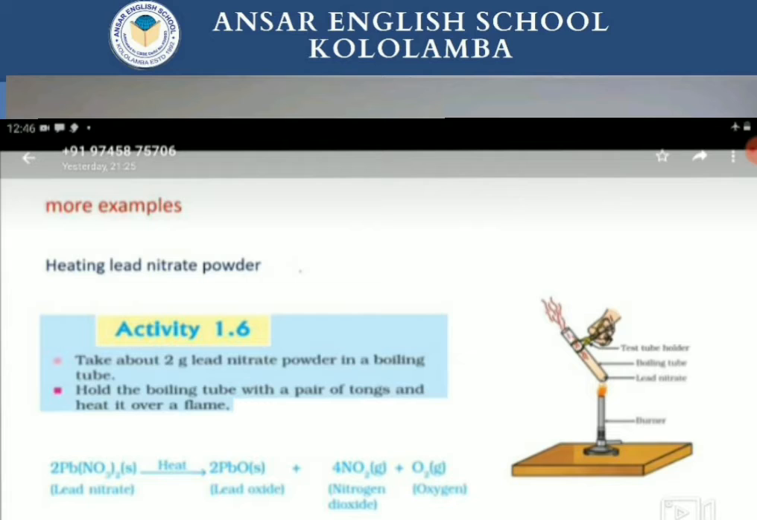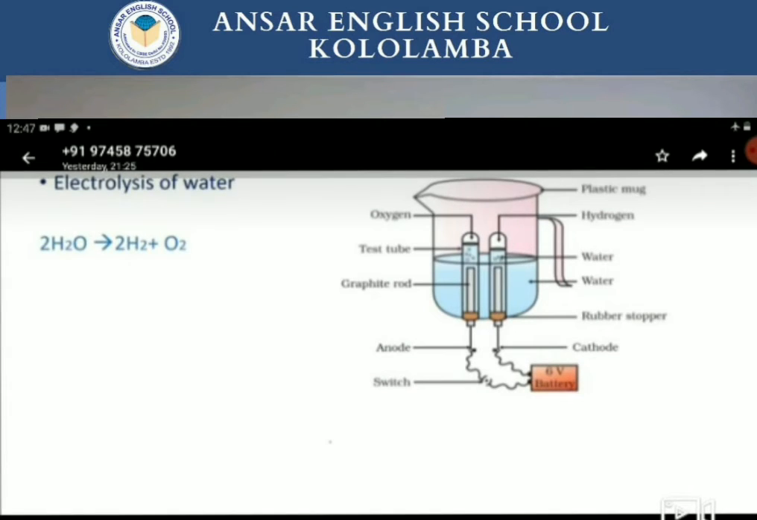What happened after heating? Look at this picture. After some time, brown fumes come out from the boiling tube. The brown fumes are nitrogen dioxide. Here, the lead nitrate breaks down and forms lead oxide, nitrogen dioxide and oxygen. This is the decomposition reaction. And also electrolysis of water. Here H2O breaks down and forms H2 and O2.